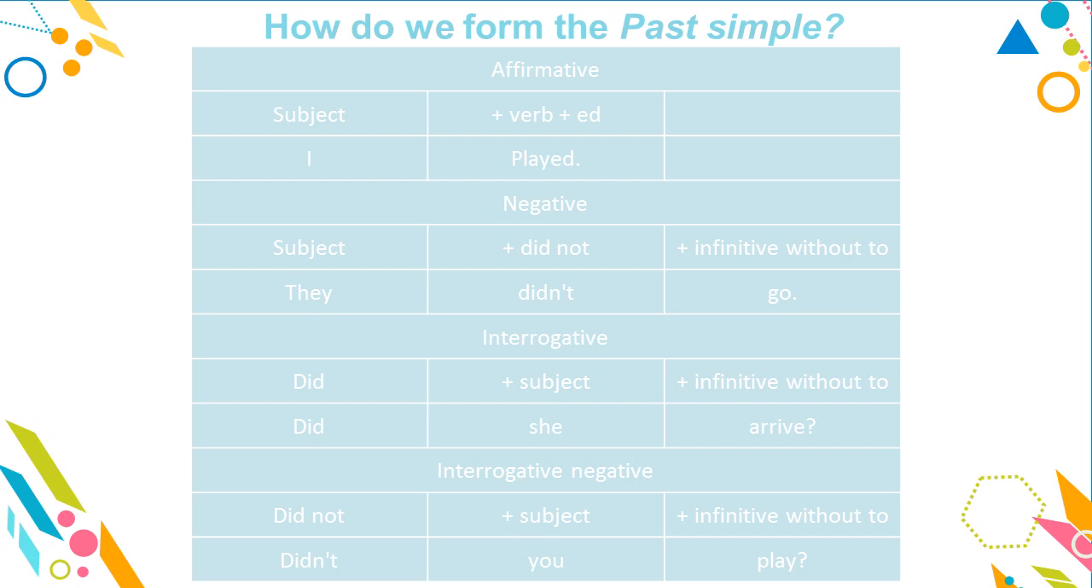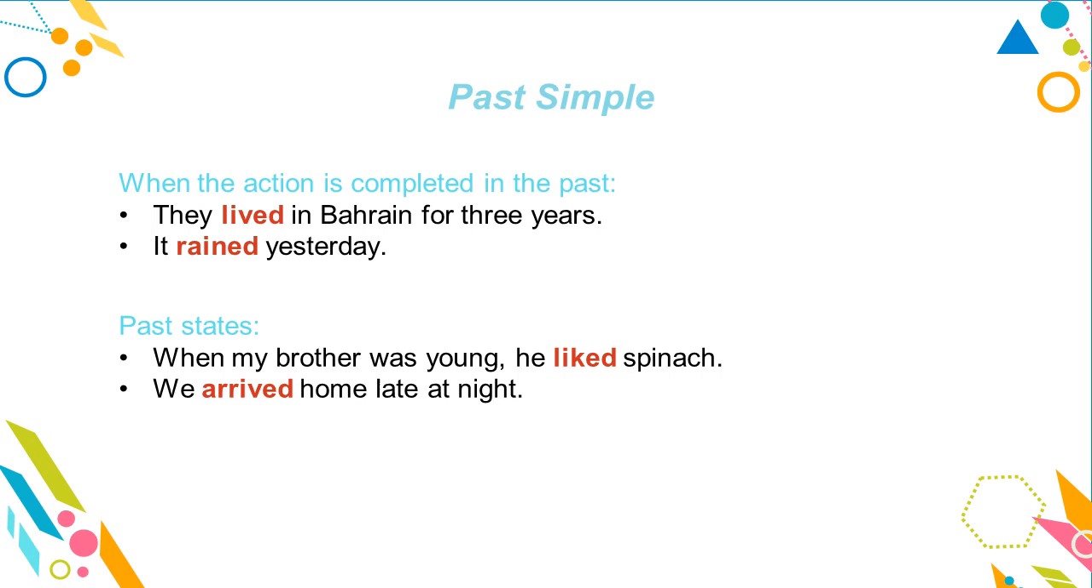And in terms of the interrogative form, we use did plus subject plus infinitive without to, and we say, did she arrive? And in terms of the interrogative negative, we use did not plus subject plus infinitive without to, and we say, didn't you play? Now let's take a look at how and when we can use the past simple.